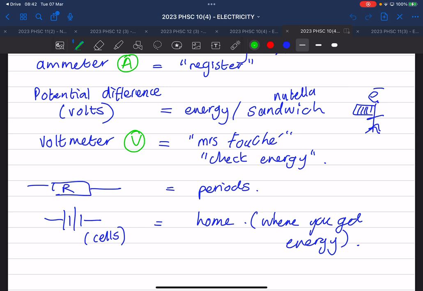She checks your energy. Are you alright? Then the R, the resistors, are the periods that you have to pack in for the day. Today you have science, Afrikaans, English, blah, blah, blah. And then your cells is your home, where you get your energy, where you get your sandwiches.